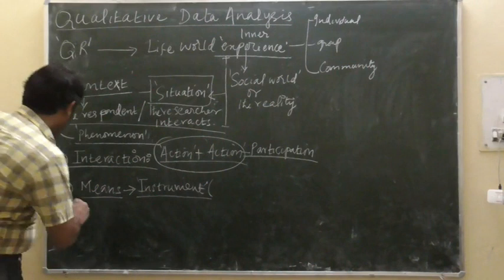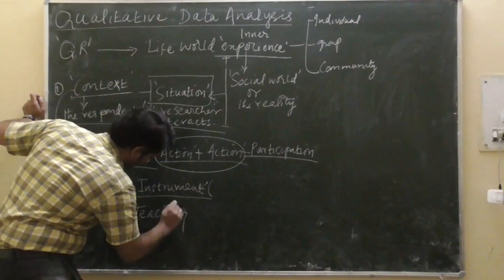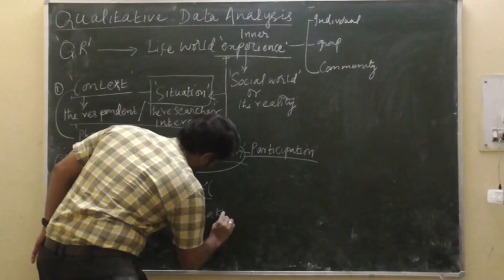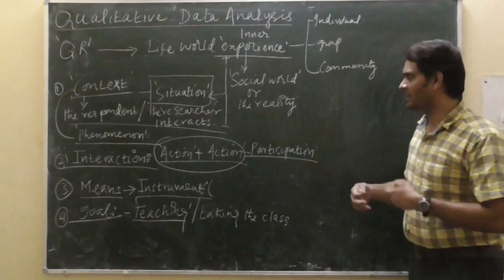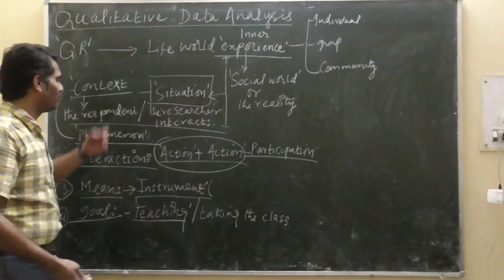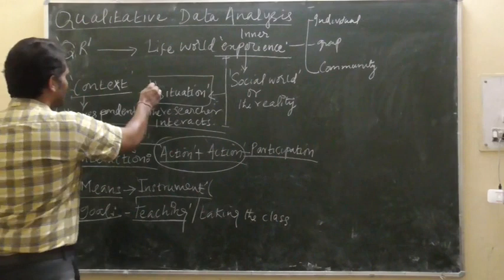The goal is the teacher, or taking the class. Suppose you want to analyze this indirect learning mechanism which evolved in the context of COVID. For instance, what is making academic institutions think about an indirect method of learning is the context of COVID-19. That's a phenomenon which has occurred.